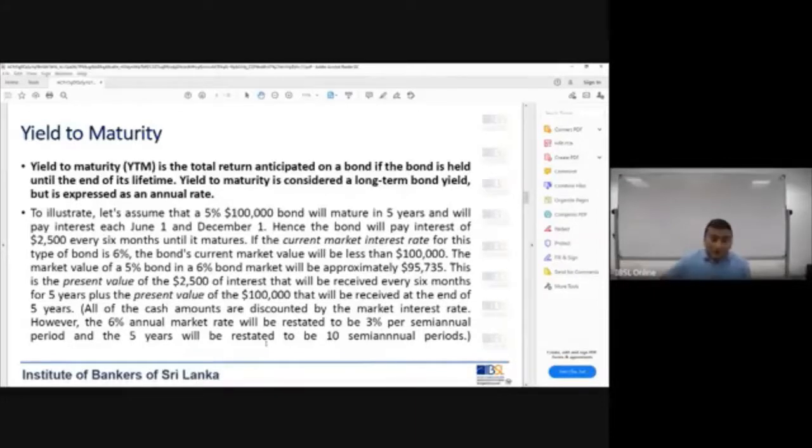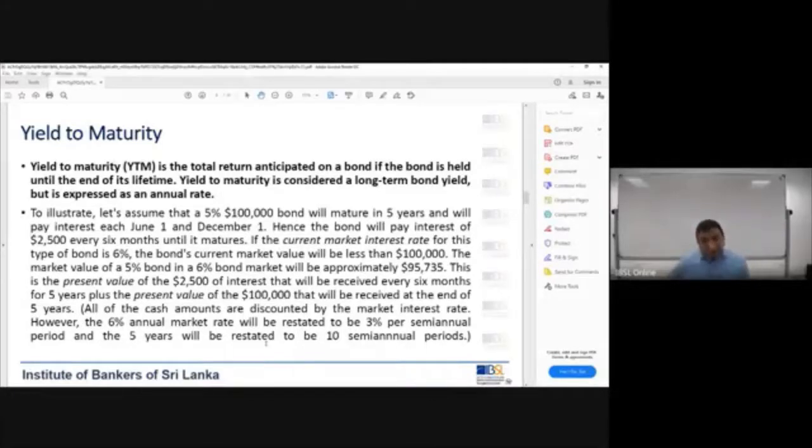Premium, discount, premium. And when the market interest rates are equal to the coupon interest rate, we buy the bond at its face value. If the face value is 100, we buy at 100. And we call such prices par value bonds. Discounted bonds, premium bonds, par value bonds. Concepts are very straightforward, very clear, right?